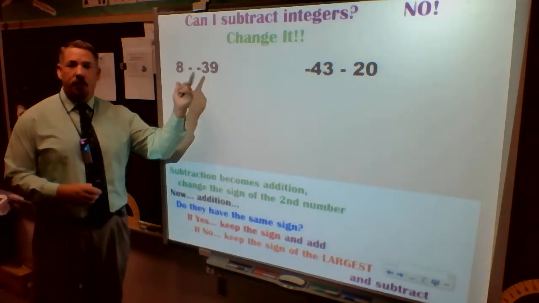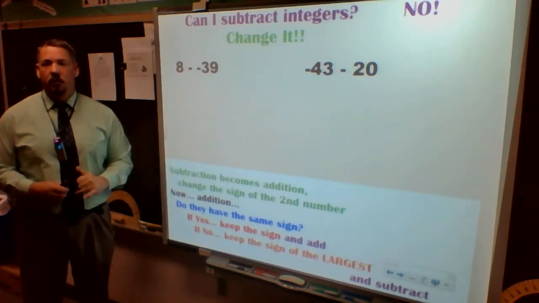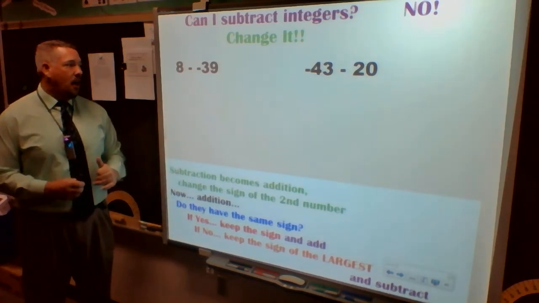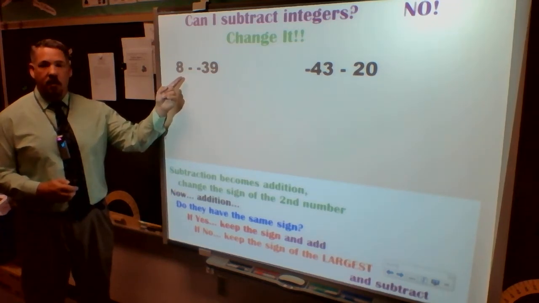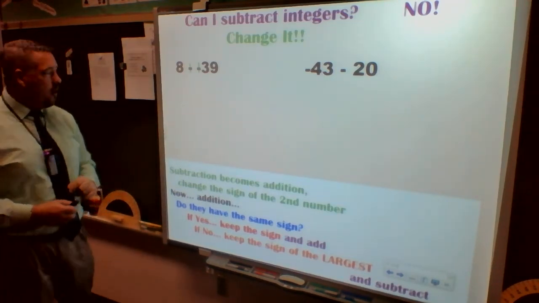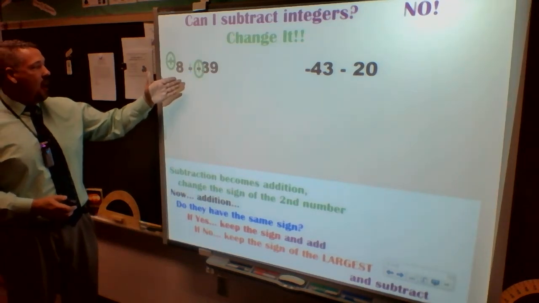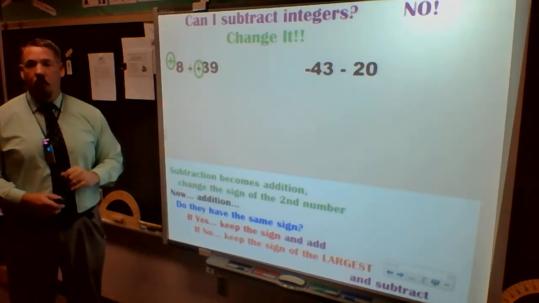8 minus negative 39. Can I add or can I subtract integers? I cannot. Subtraction becomes addition. Change the sign of the second number. So I have addition and my negative became a positive. Then I ask my addition questions. Do I have the same sign? Indeed I do. They're both positive.